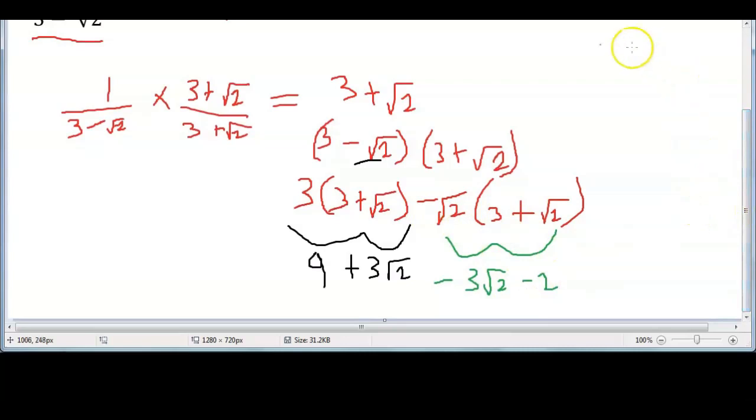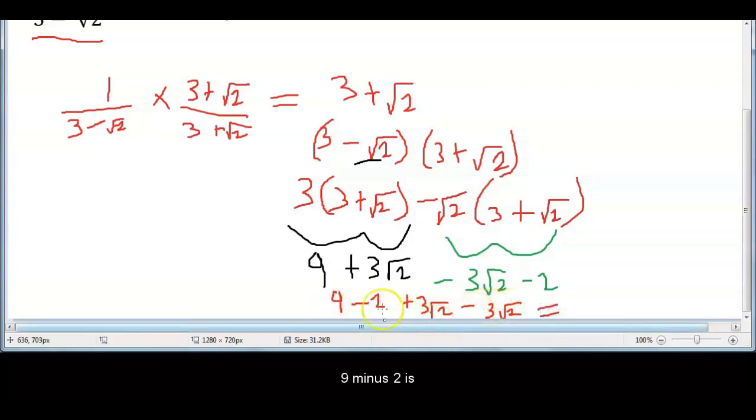Now we collect the like terms. I'm going to have 9 minus 2 plus 3 root 2 minus 3 root 2. Nine minus 2 is 7. 3 root 2 minus 3 root 2 is 0, so this will go. So this is the end of the expansion of the denominator, 7.